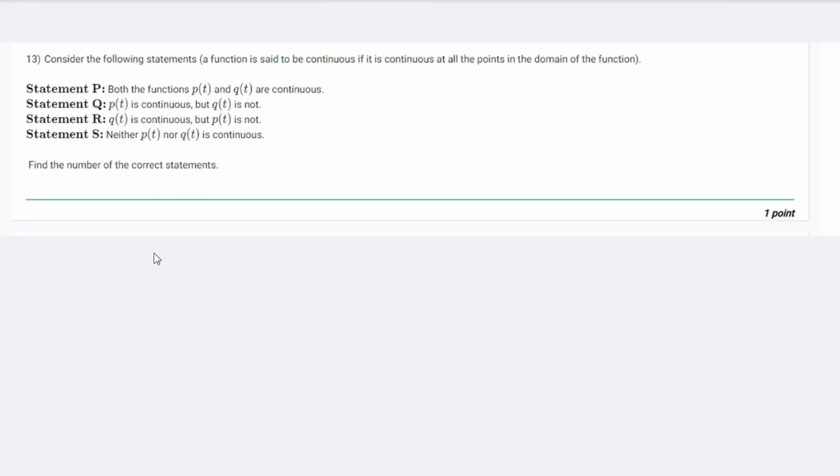Question number 13 says both the functions p of t and q of t are continuous. This statement is incorrect. P of t is continuous, q of t is not continuous. So p of t is continuous, q of t is not. This is correct. Q of t is continuous. This is incorrect. Neither p of t nor q of t is continuous. This is also incorrect. So only one statement is correct.